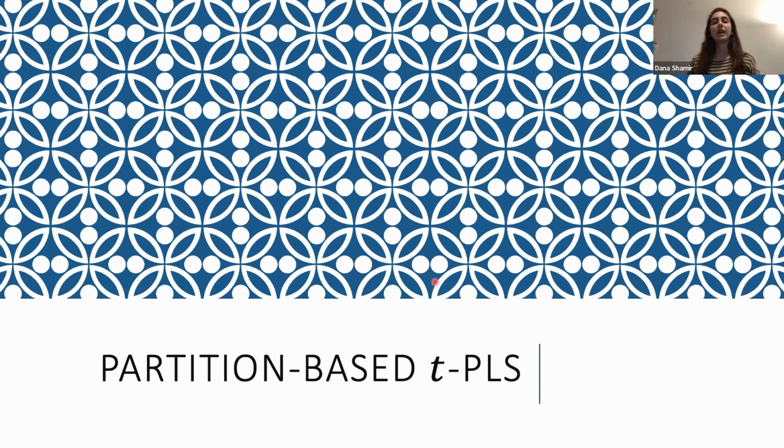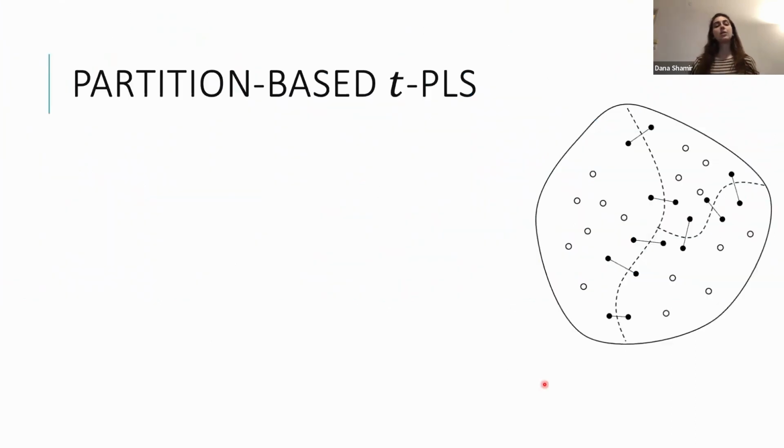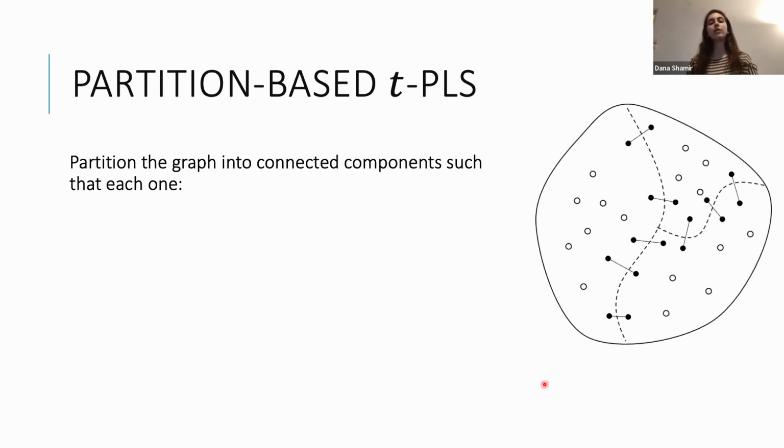Okay, so a general method we use to trade time for space is called partition-based TPLS. In this method, we generalize the work of Feuilloley et al. So how does it work? First, given a graph, we need to define a partition of the graph into connected components such that each component has diameter less than T.